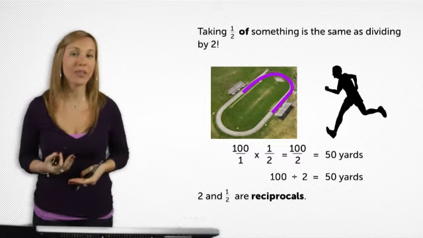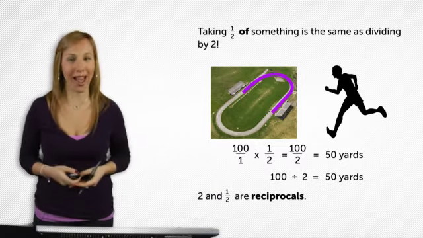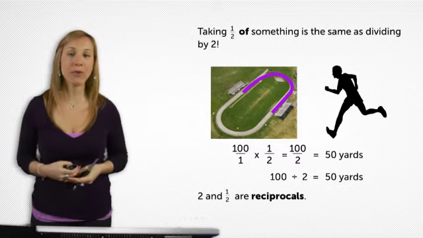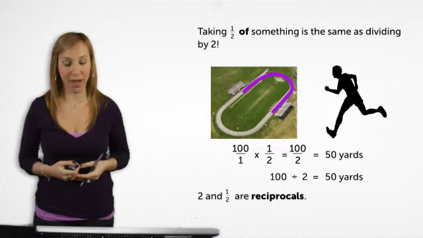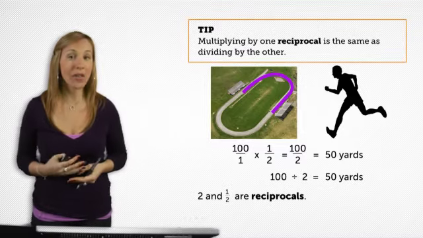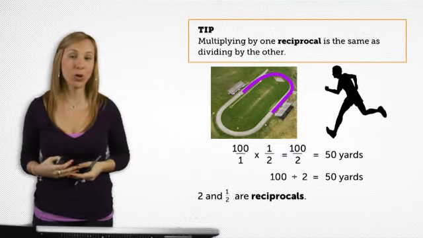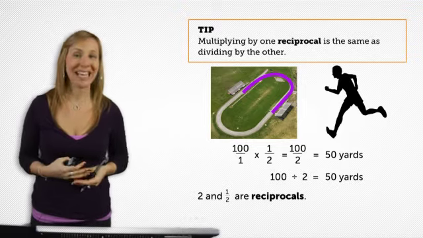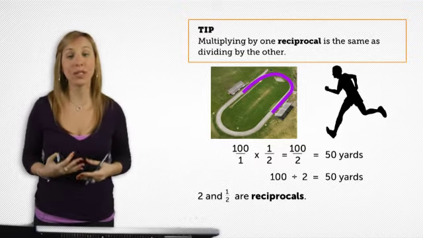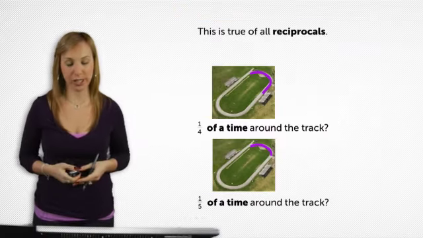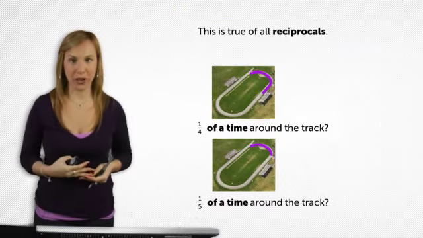Now, the reason why this works is because 2 and 1/2 are reciprocals. And remember that reciprocals are two values that when multiplied together give you 1. The reason why this is so important is because multiplying by one reciprocal is the same as dividing by the other, which is going to become really important when you're dividing fractions. So let's look at some other examples.